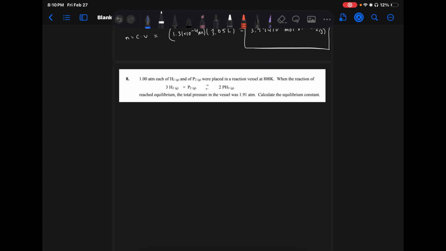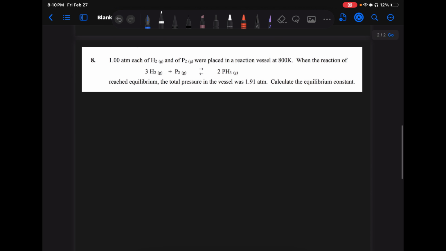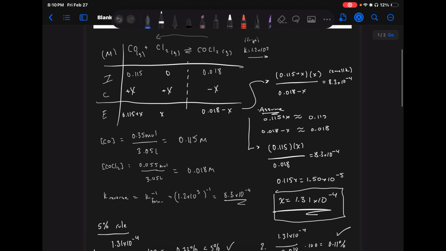Okay, so here's question 2. This is kind of similar to a question that I remember earlier, with the volumes and stuff like that and pressure. So I guess we'll just get started with this one. First step is just to kind of write an ice table. It'll just make things much easier. So 3H2 gas plus P2 gas, 2PH3 gas.